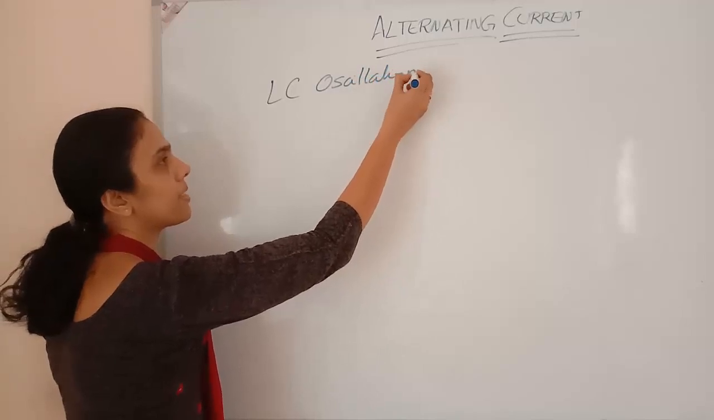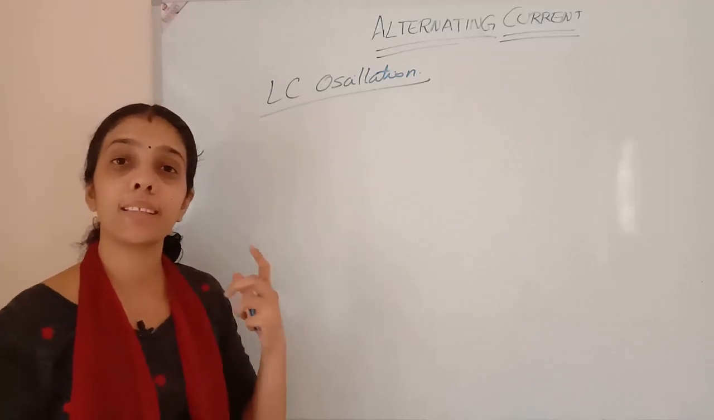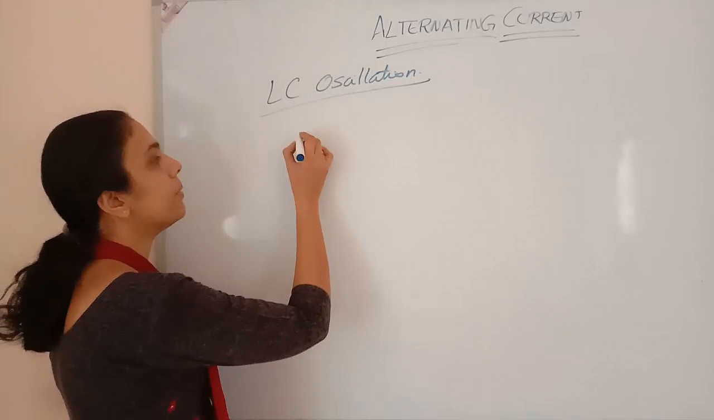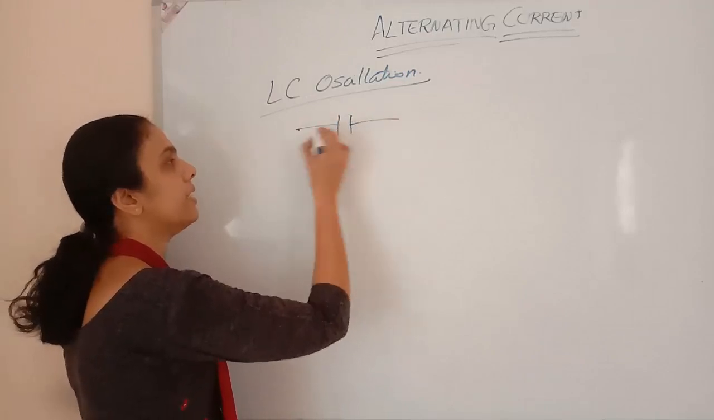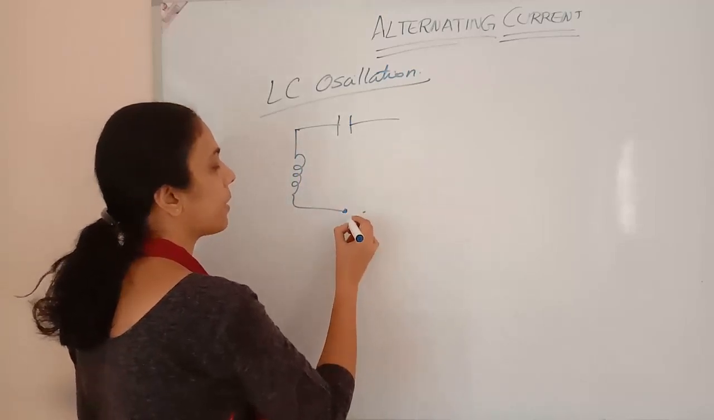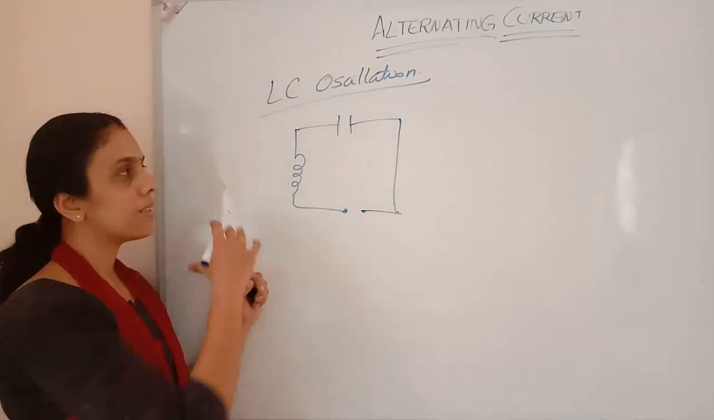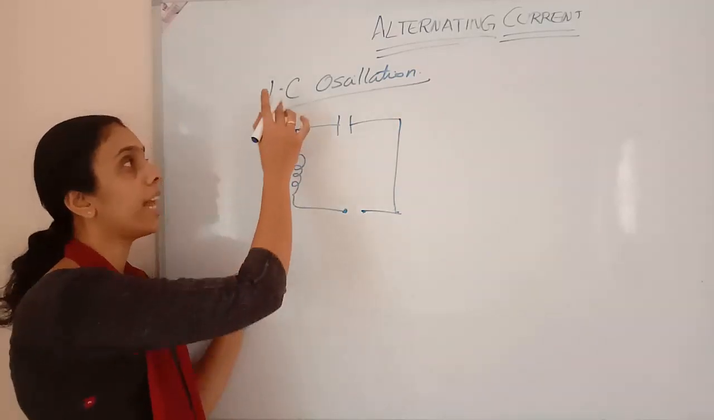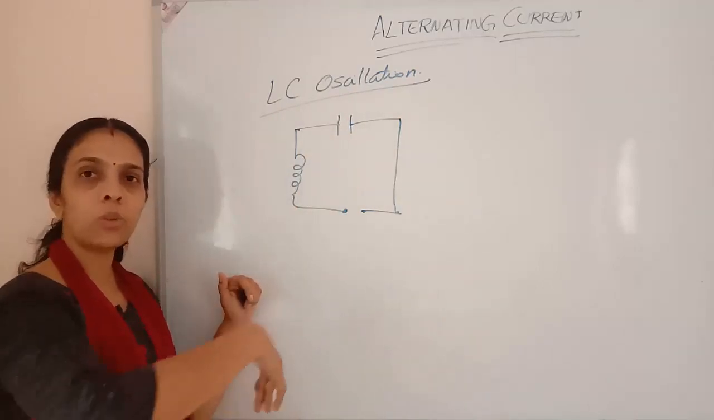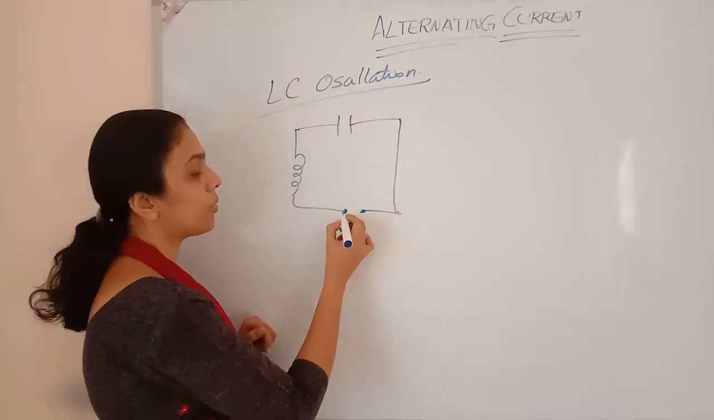What is meant by LC oscillations? LC oscillation means only an inductor and a capacitor are present in the circuit. Here a capacitor is connected and here an inductor is connected to the AC source. Then how will this circuit work? It is called LC oscillation. Oscillation means back and forth movement, right? So how will it work?